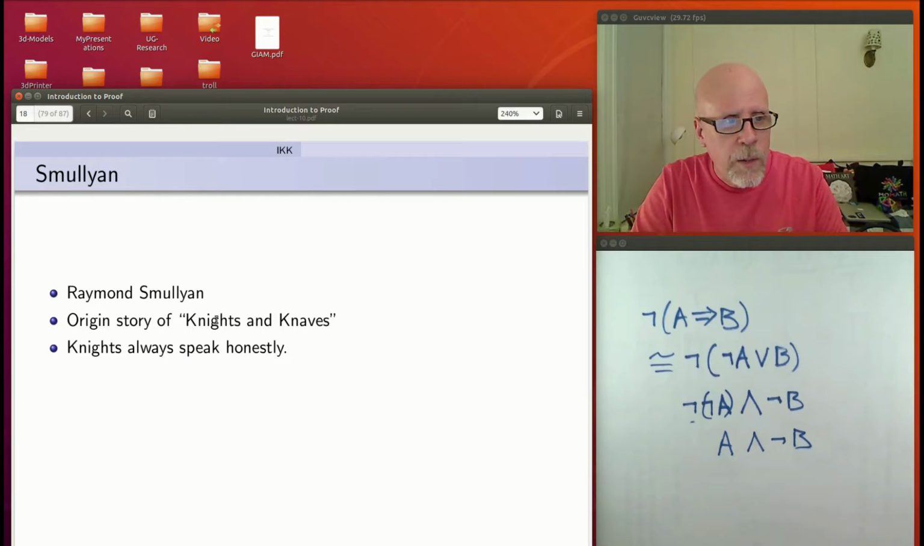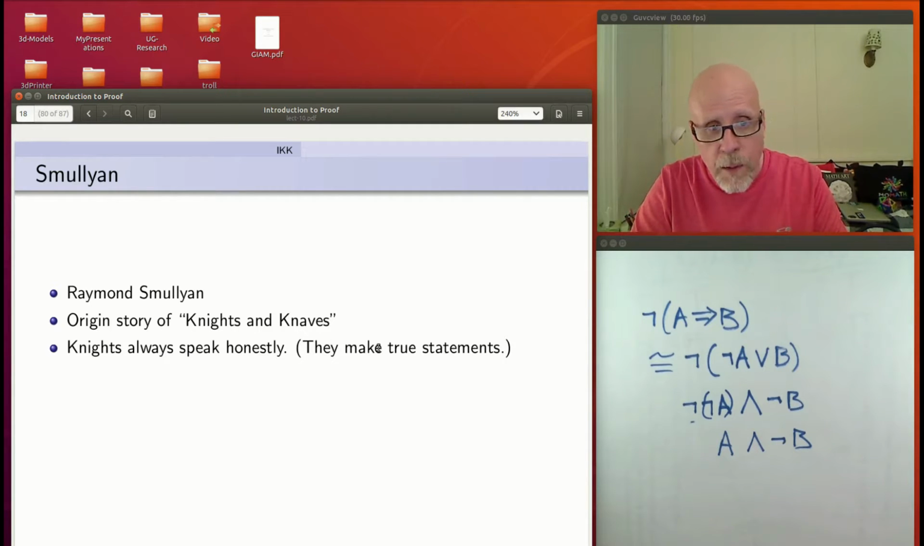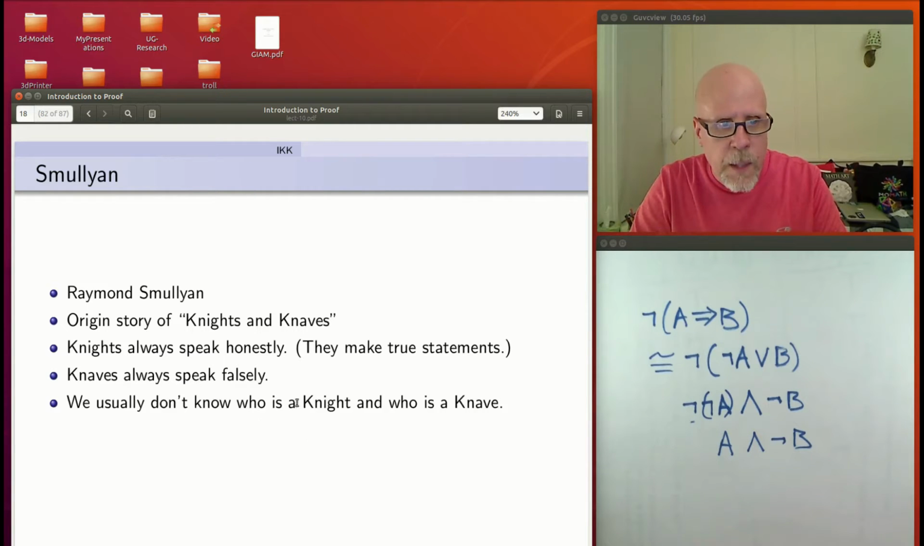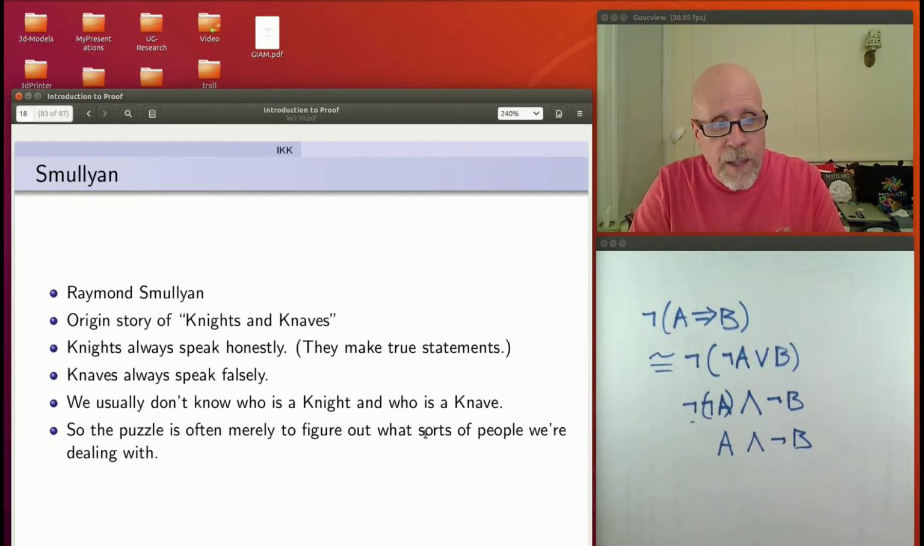Well, okay, so knights always speak honestly, and honestly means they make true statements. Knaves always speak falsely. They always tell you a lie. They always tell you a false statement. Usually in these things, you don't know who's a knight and who's a knave, and that's actually what your puzzle is. You'll get statements from a couple of people, and you're supposed to figure out from that who is the knight and who's the knave. There could often be more than two or three.